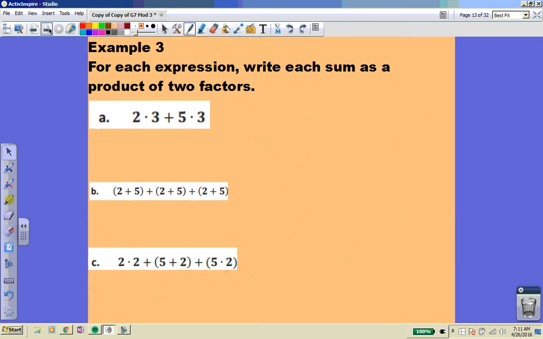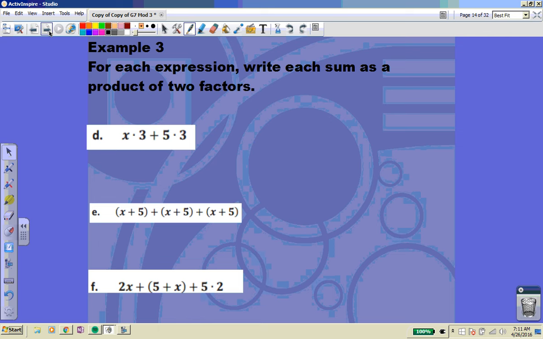All right, so this is example, well, on my sheet it says example 3, but on your sheet it says exercise 3. I am going to demonstrate 3A, D, and I, and then I'm going to have you do the rest. So I need to go to D. Oh, there's D. For each expression, write each sum as a product of two factors. So here you have sums. Let's use a different color. Let's try pink. So I need to go backwards, and I'm going to use the distributive property.